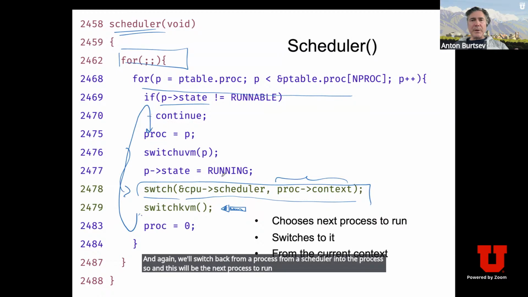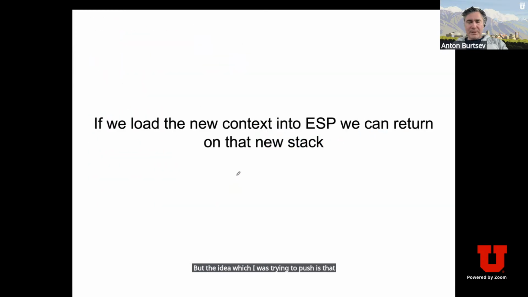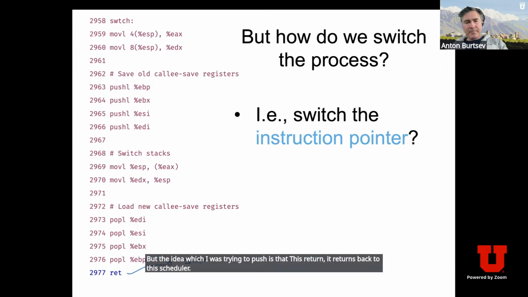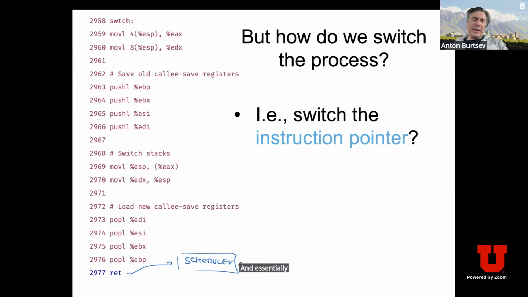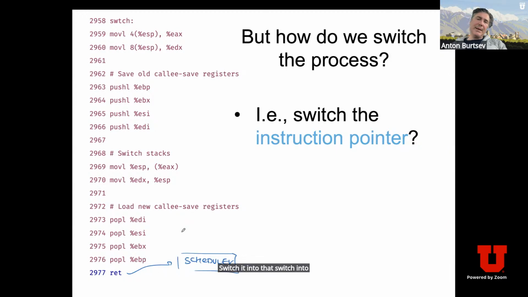So let me stop here. We'll come back and essentially finish it. But the idea which I was trying to push is that this return returns back to this scheduler. And essentially, we're going to execute the scheduler loop. The scheduler will pick the next process to run, switch into that process, and then run the process and then go back to the scheduler again.